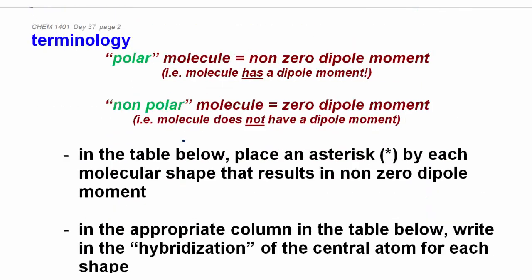So let's see if we can get used to some terminology here. When we say a molecule is polar, we're saying that it has a non-zero dipole moment. In other words, the molecule has a dipole moment. All of those things mean the same thing. If we say a molecule is nonpolar, what we're saying is that it has a zero dipole moment. There is no arrow that you draw on it. The molecule does not have a dipole moment. So all of those mean the same thing.